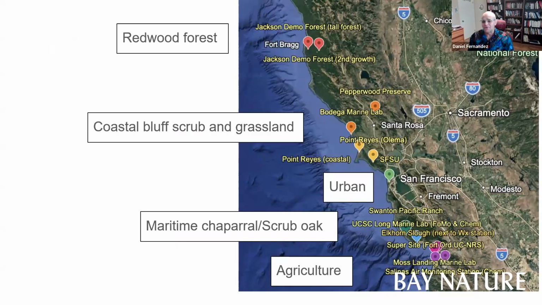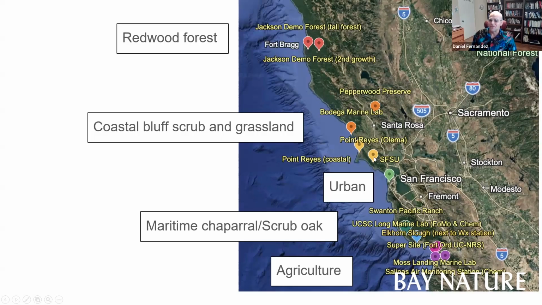And what's interesting about these deployments is that they cover a wide range of different ecosystem types, whether it's a redwood forest, for instance, up here in Fort Bragg, whether it's kind of a grassland, low-lying vegetation, which would be examples here at Bodega Marine Lab and Pepperwood Preserve, which have actually been deployed in the past, but also at Point Reyes. We have two sites in the Point Reyes region, a coastal site and a site that's a little bit more inland, both of which are more representative of this type of ecosystem.